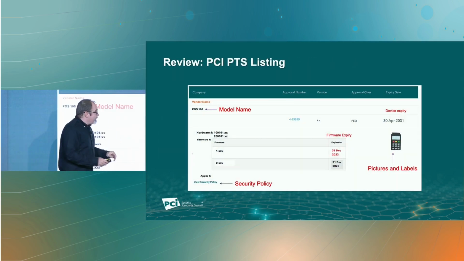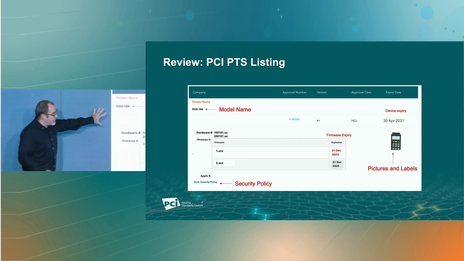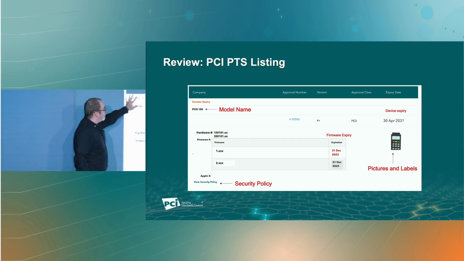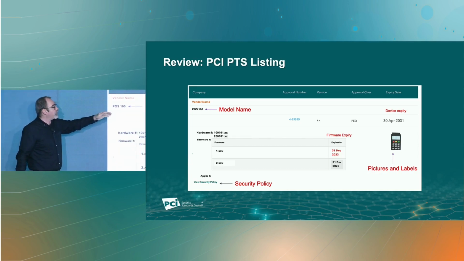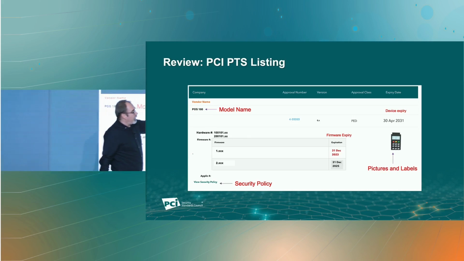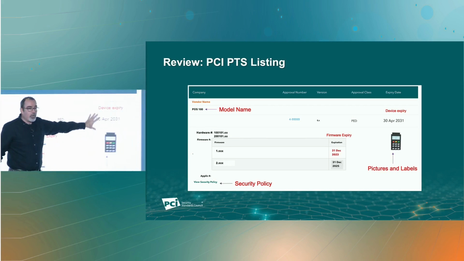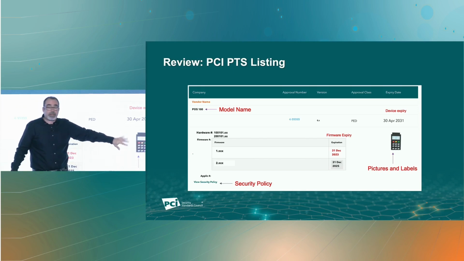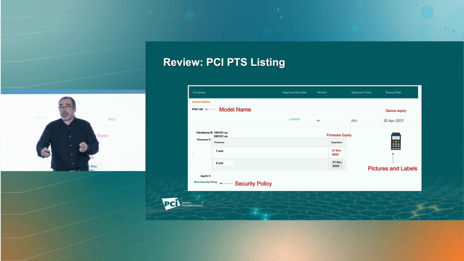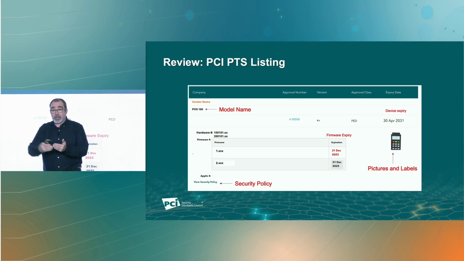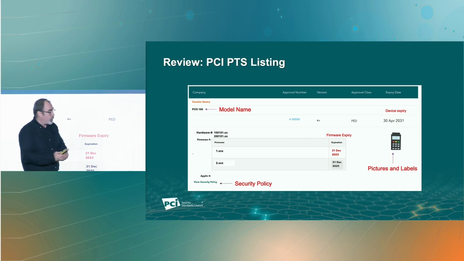So in terms of listings, here's a listing, once again, names have been changed to protect the innocent. Vendor name, so that's the vendor name up here, the vendor of the product. We have the model name of the particular device. There is an expiry date over here for the overall device. There's pictures and labels here. There's basically a picture that is on the listing. You can click on that, and that will show you more pictures and labels of the device, so you can make sure that you have the actual device that you intended to get that was approved.